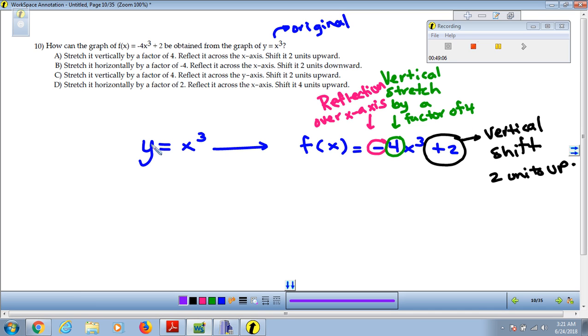Okay, it's just a matter of recognizing. So stretch it vertically by a factor of 4. That would be this one in green. Reflect it across the x-axis because of this negative, and shift it 2 units upward. So that would be the one. The other ones have something that's not right when you read. So more than anything, you need to figure this out by looking at the little chart of transformations on the formula chart.